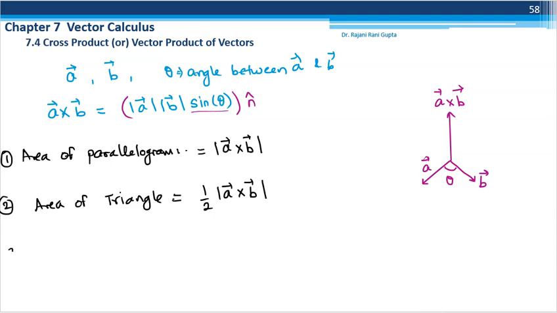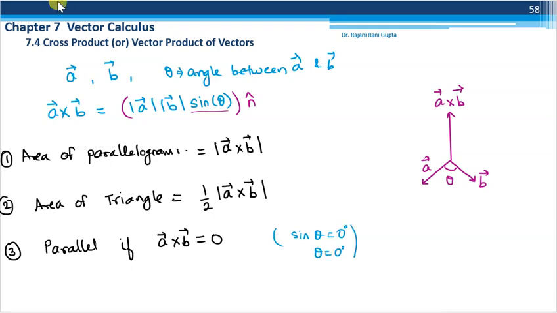Another result that you need to know is two vectors are parallel if their cross product is 0. Their cross product is 0, it means sine of theta is 0, right? Cross product 0 means sine of theta is 0. When is it 0? When theta is 0. So it means both A and B are in the same direction, same plane. So you need to remember these results when you are working with the vector product, or cross product.